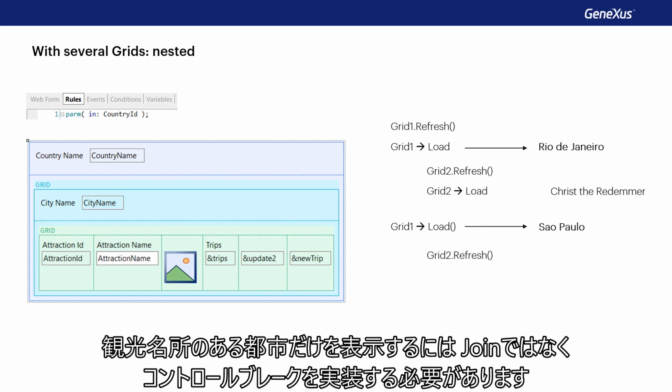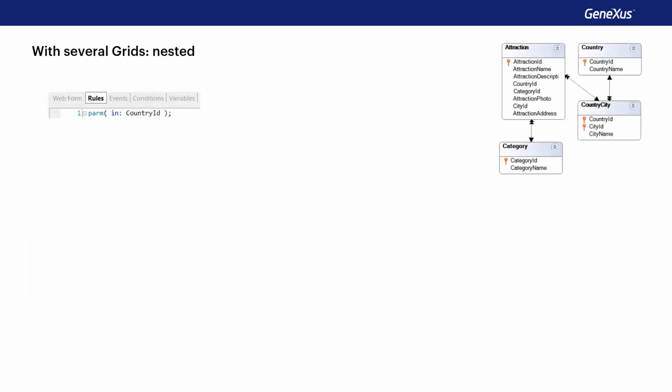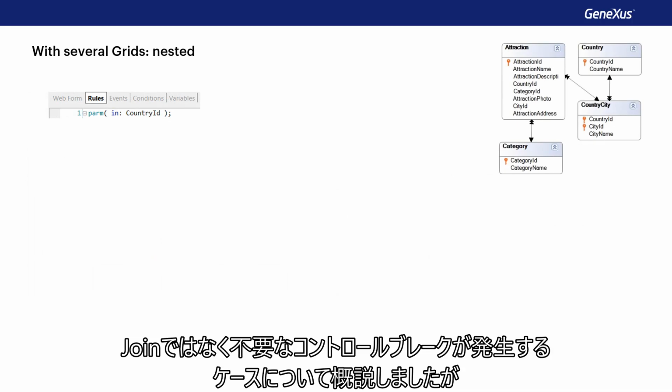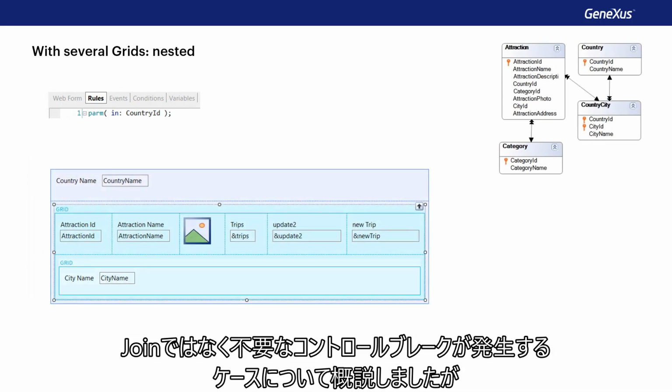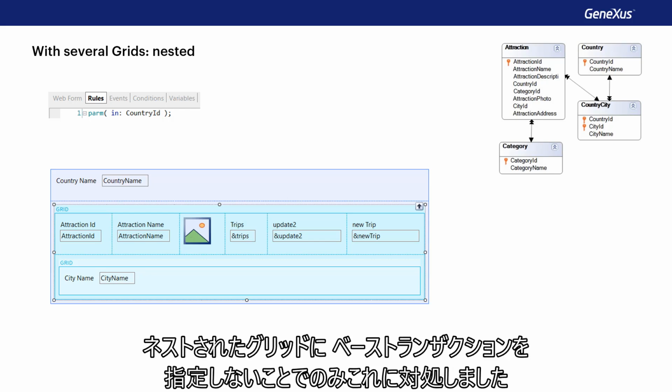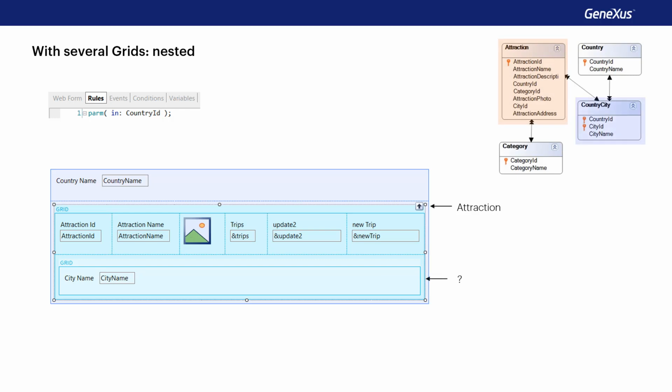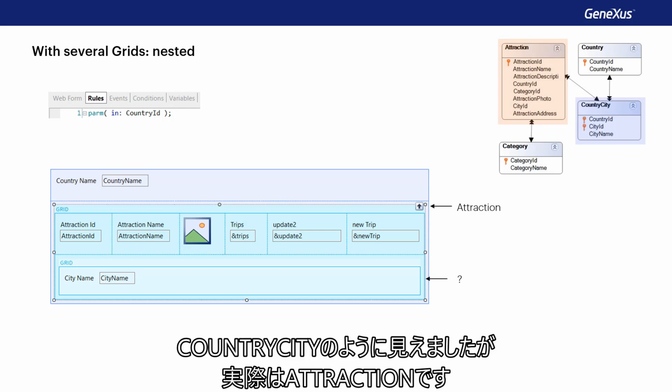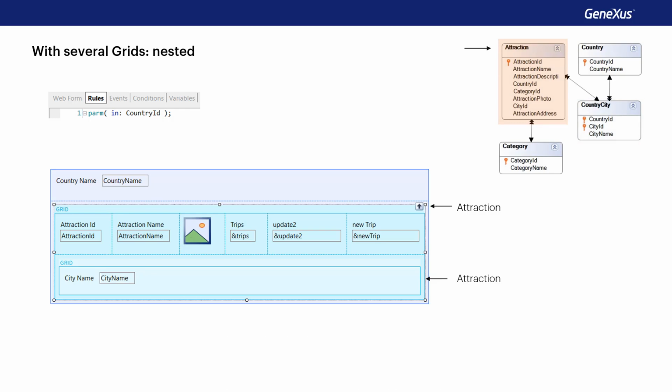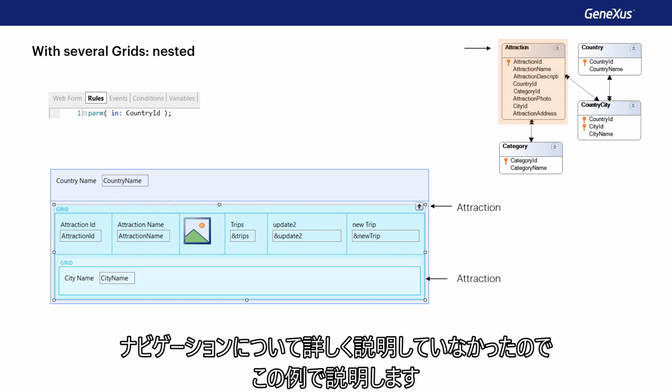In order to show only cities with attractions, we need to implement a control break and not a join. We had outlined a case where an unwanted control break would occur instead of a join, but we'd only addressed that by not specifying a base transaction for the nested grid. It appeared to be country city, but actually it would be attraction. We hadn't looked closely at the navigation, and now we'll do so with our example.